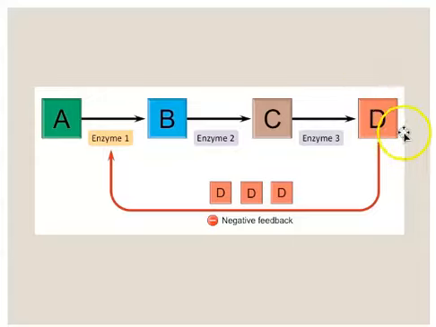Once there's enough D in the cell, the D molecule itself is going to have a negative effect on the activity of enzyme number 1. It's going to inhibit enzyme number 1 by feeding back, sending the information, hey, there's plenty of D around, to have a negative inhibitory effect on enzyme number 1. And that's the same negative inhibition that we see on phosphofructokinase.